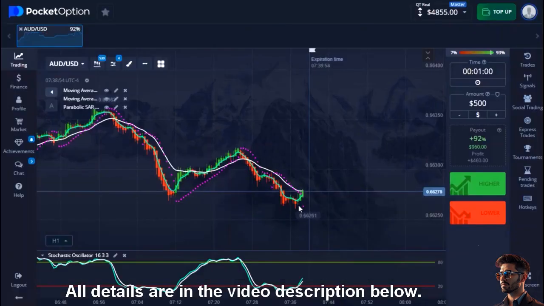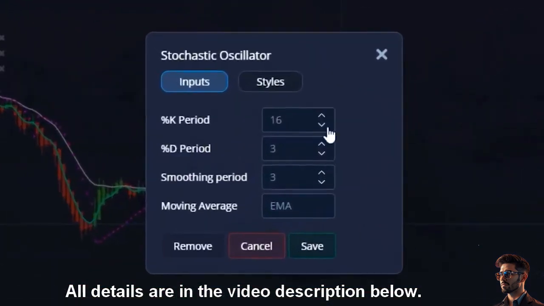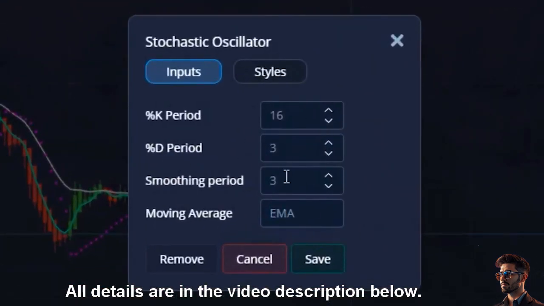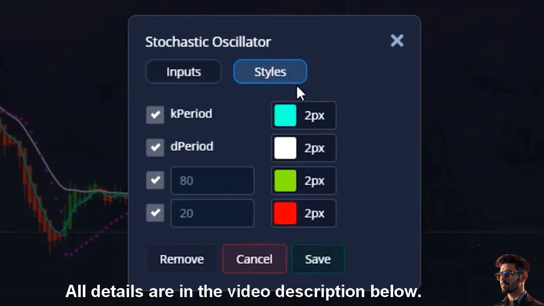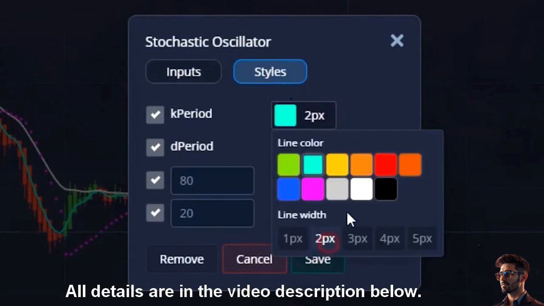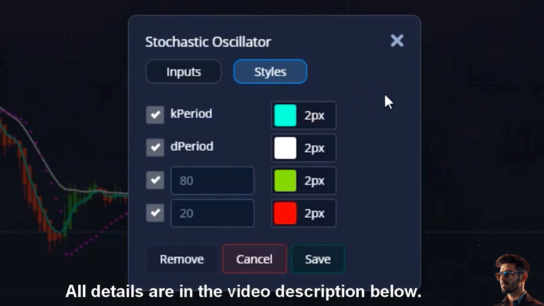The last indicator I make use of is a stochastic oscillator with a K period of 16. The D period is 3, and the smoothing is 3, and the moving average is EMA. On the styles part here, I make use of this color combination, and of course I take all the lines to be on 2 pixels. So that's pretty much all you have to do. When you're done, you hit save.